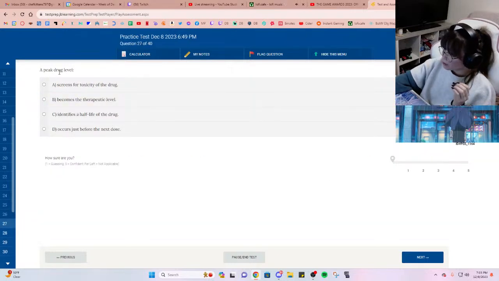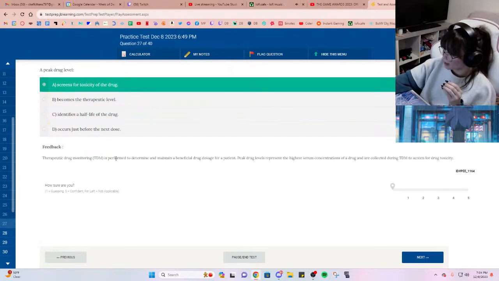A peak drug level screens for toxicity of the drug, becomes the therapeutic level, identifies the half-life of the drug, or occurs just before the next dose. Not that one. I think screens for toxicity? Yeah. Therapeutic drug monitoring, I have to do that for my lithium, is performed to determine and maintain a beneficial drug dosage for a patient. Peak drug levels represent the highest serum concentrations of a drug and are collected during TDM to screen for drug toxicity.